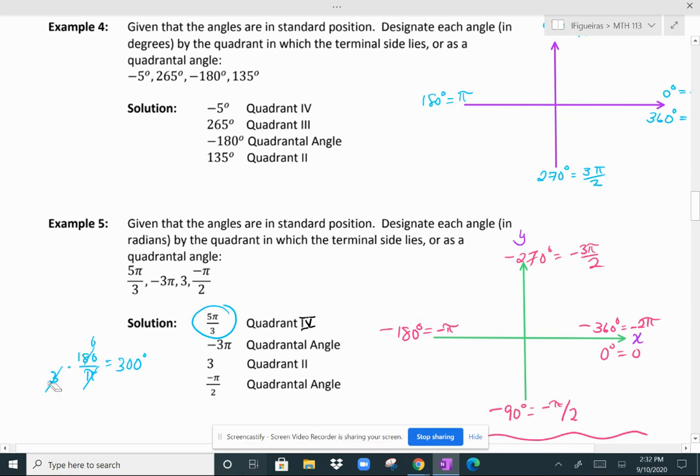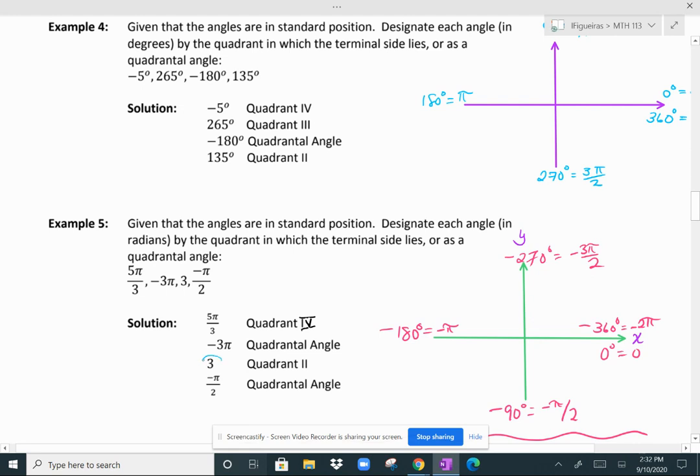Now, negative 3 pi over 2 means that I've gone around more than once. So this is negative pi, then negative 2 pi, then negative 3 pi over 2. It's actually a quadrantal angle. It's on the 180 degree mark. So negative 3 pi over 2 is a quadrantal angle. Then we have to do 3.